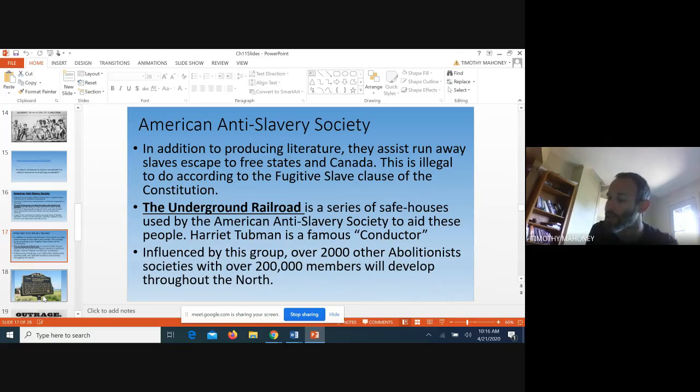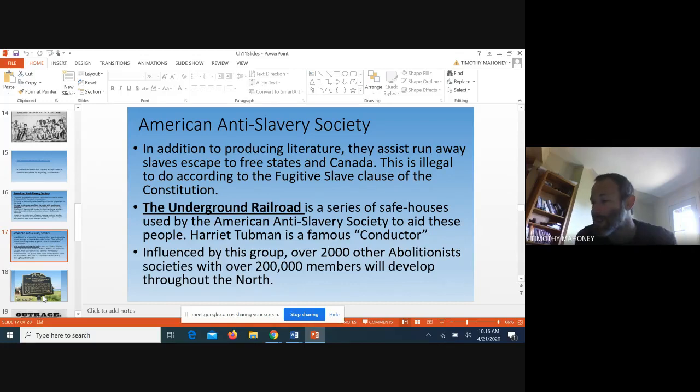Harriet Tubman is one of the prominent African-American female abolitionists involved in the Underground Railroad, but just know what it is. It's helping slaves escape. It's a series of safe houses. If you're escaping from the South all the way to the North, I need a series of barns I can sleep in. I need people who won't tell on me.